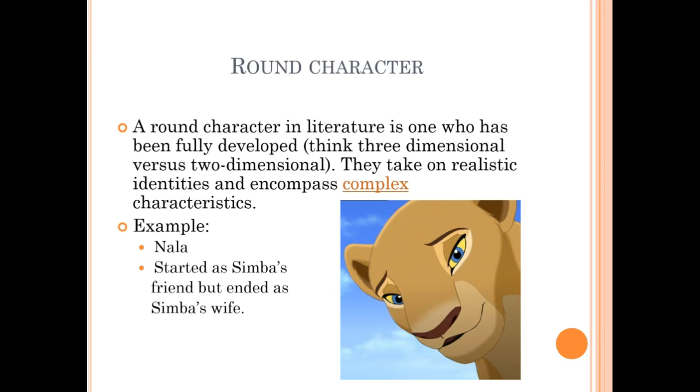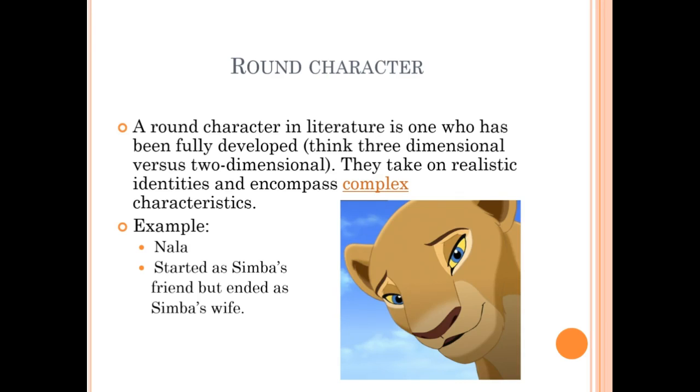Next, we're going to talk about a round character. A round character in literature is one who has been fully developed. So you think three-dimensional versus two-dimensional, intertwining that math component. They take on realistic identities and encompass complex characteristics. So if we're talking about a round character, again, all of my examples are going to come from The Lion King, so we're going to think about Nala.